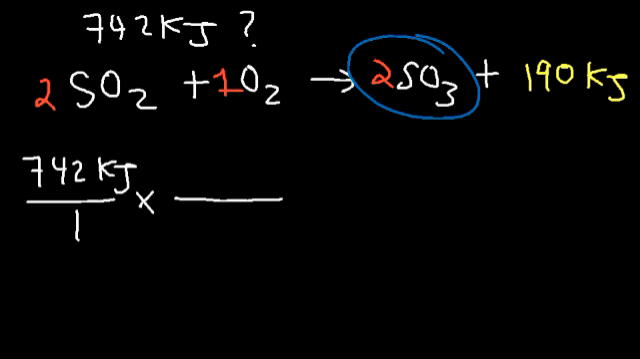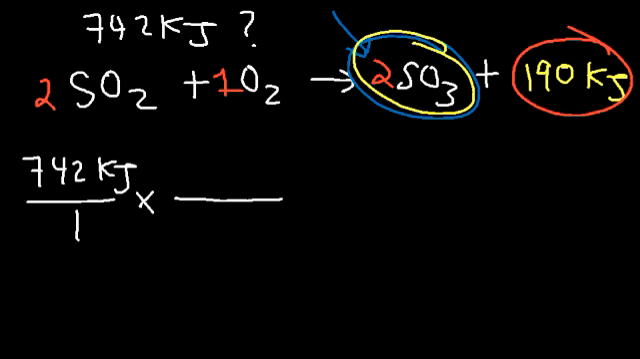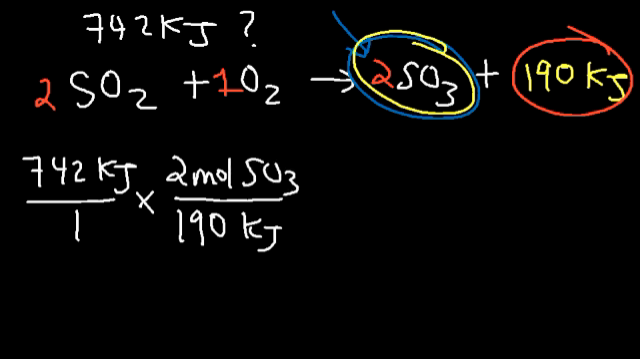Now, notice that the coefficient is 2. So for every 2 moles of sulfur trioxide produced, 190 kilojoules of heat energy will be released. So we can convert from kilojoules to moles using that fact. So for every 190 kilojoules of heat energy released, 2 moles of sulfur trioxide will be produced.